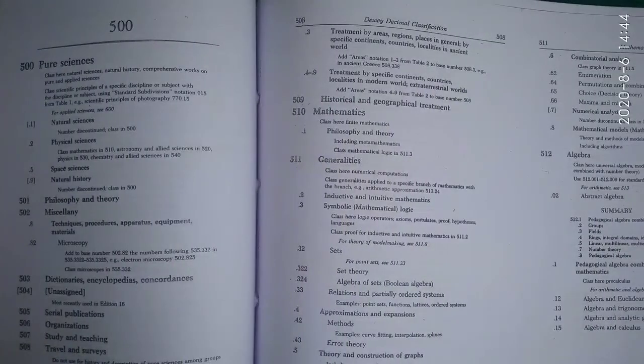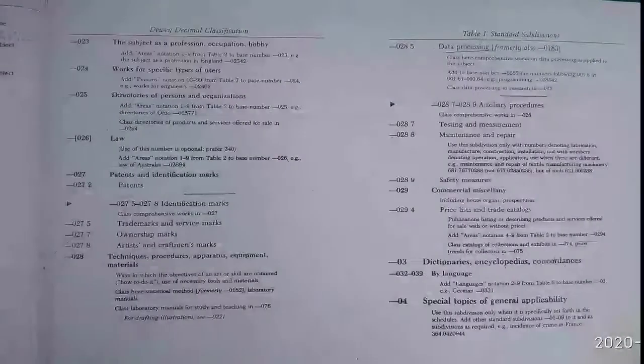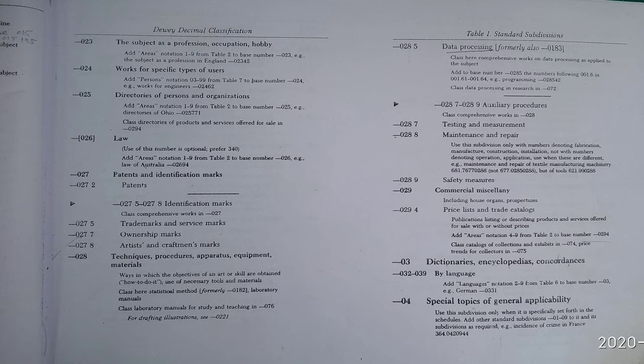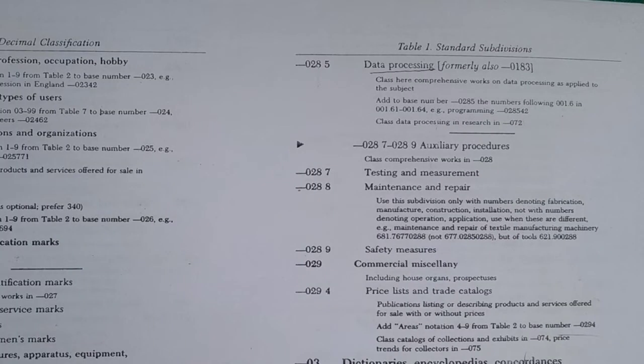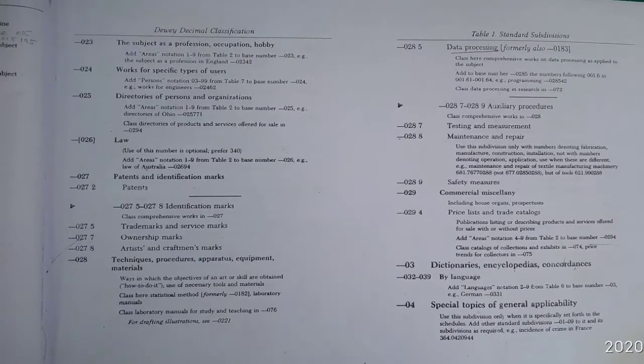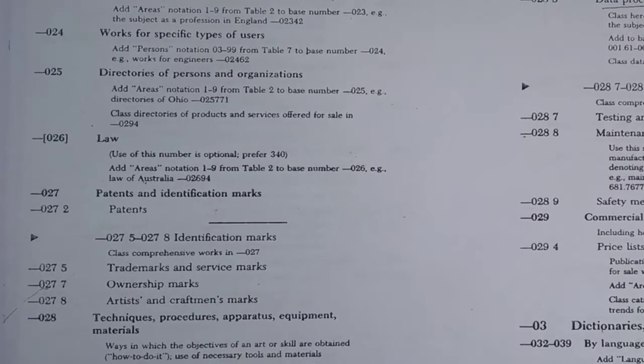Here I will show you before practicing. Here we know this is the notation of the main schedule. I have taken a screenshot of the main schedule of 500 pure science. This notation of the main schedule you know, but I will show how the notation of standard subdivision looks. Here it is written: Table 1 standard subdivision. Okay, this notation is enumerated in Table 1, and you can see every notation here.